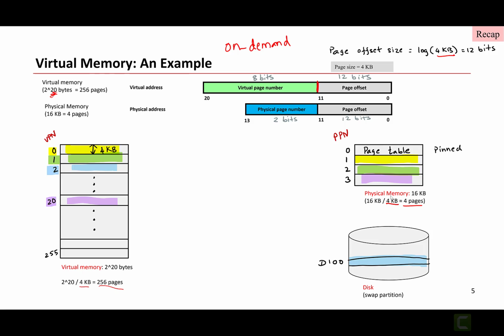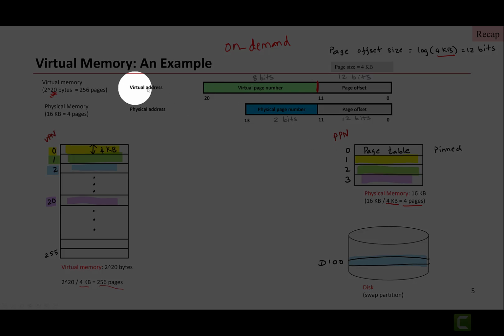Now we have to ask the question, when I execute my program and there is a load or a store instruction that generates a virtual address, how can I translate this virtual address into a physical address? Again, the physical address refers to one of these addresses in the physical memory. So our goal is to translate a virtual address, which is generated by a load or a store instruction, to a physical address which refers to a physical page that is stored in main memory.